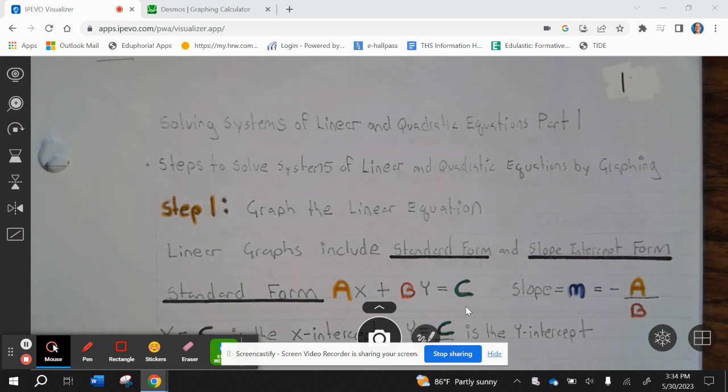Okay, Wildcat, today we're on the journal page 1, Solving Systems of Linear and Quadratic Equations, Part 1. Steps to solve systems of linear and quadratic equations by graphing. Step 1, graph the linear equation.